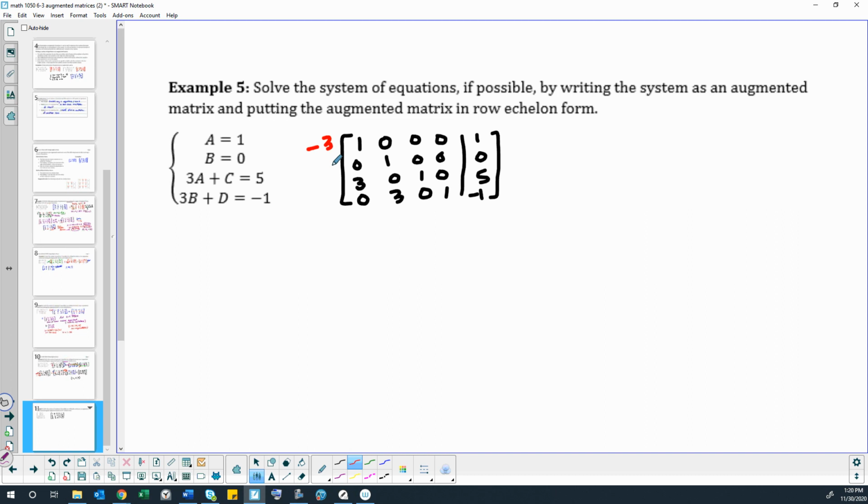So I'm going to multiply this by negative 3 and I'm going to add it to this row here. So that will be negative 3 plus 3 is 0. Negative 3 times 0 plus 0 is 0. Negative 3 times 0 plus 1 is 1. Oh, it's not going to disrupt it because it's zeros. Negative 3 times 0 plus 0 is 0. And negative 3 times 1 is negative 3 plus 5 is 2.